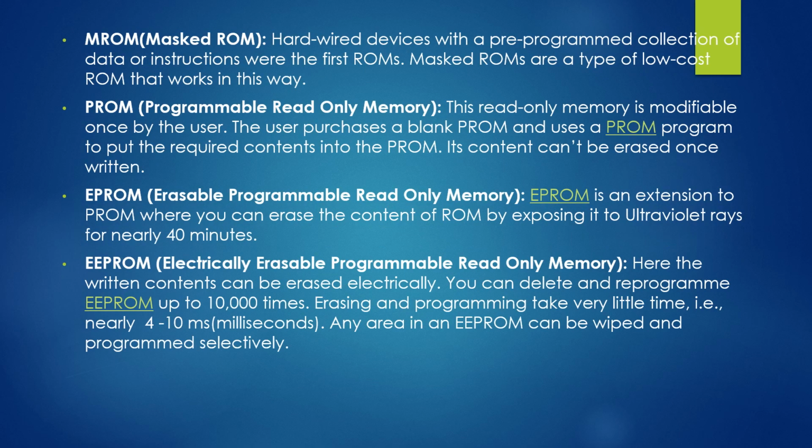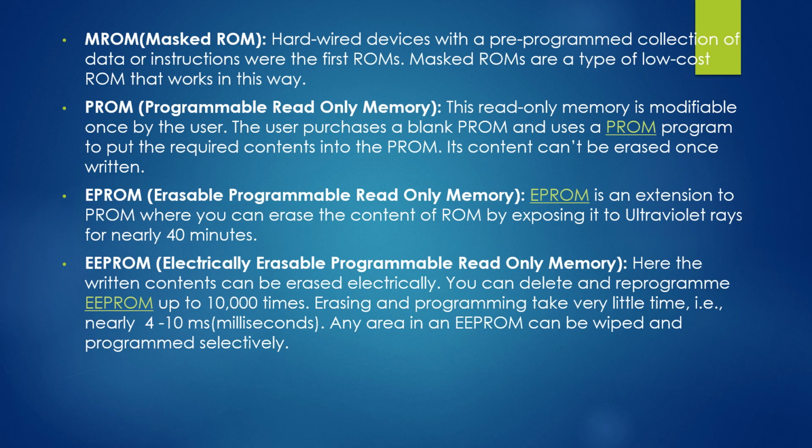Next, the types of ROM. The first one is masked ROM, meaning hardwired devices with a pre-programmed collection of data or instructions. Masked ROMs are a type of low-cost ROM that works in this way. The second one is PROM, programmable read-only memory. This read-only memory is modifiable once by the user. The user purchases a blank PROM and uses a PROM program to put the required content into it. Its content cannot be erased once written.